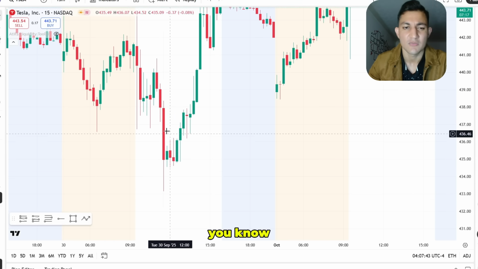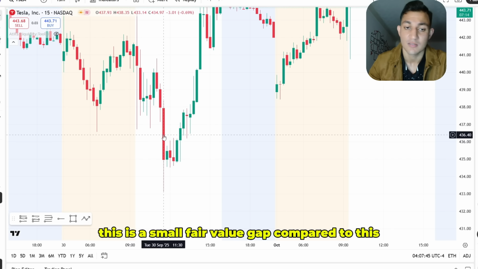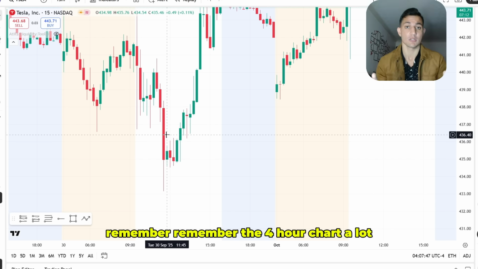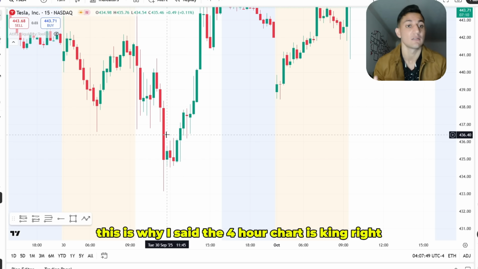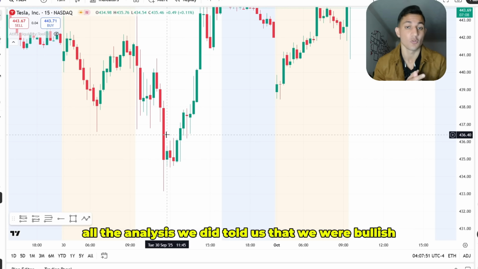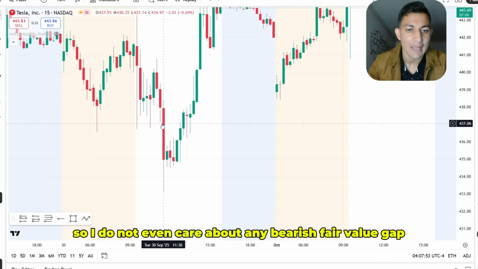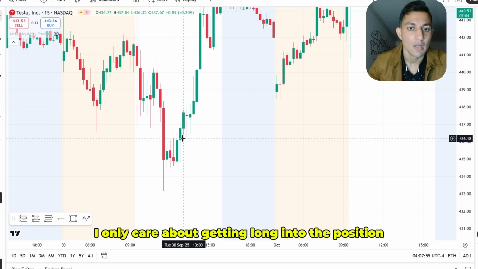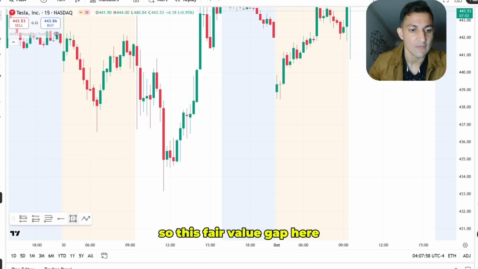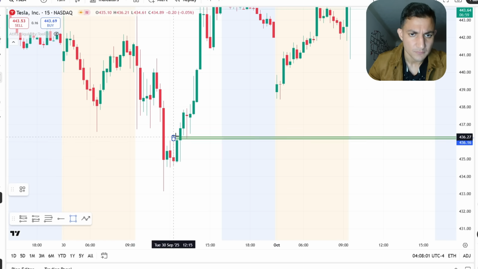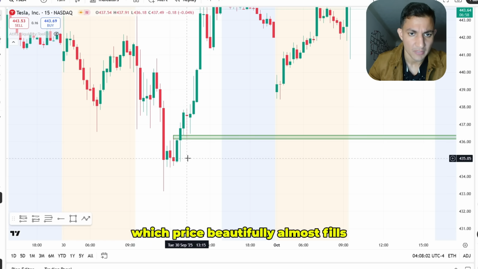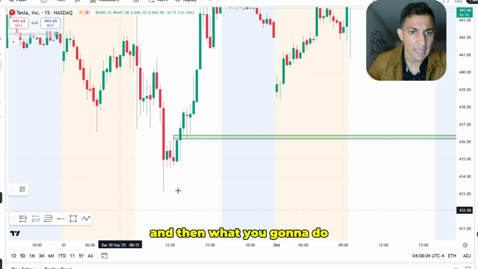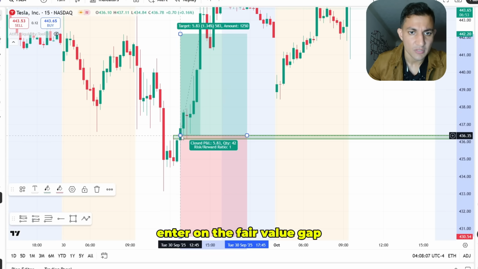Now you might say, Atif, this is a small fair value gap compared to this. Remember the 4-hour chart. This is why I said the 4-hour chart is king. All the analysis we did told us that we were bullish, so I do not even care about any bearish fair value gap. I only care about getting long into the position. So this fair value gap here will be your entry, which price beautifully almost fills. Then you enter on the fair value gap.